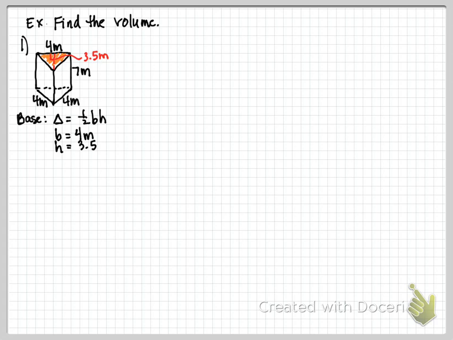Now, what we need to do is look at the prism itself, and we want to figure out the height of the prism. So this is going to be the prism. And height is going to equal 7 meters. Oops, I forgot the meters on this guy over here. Meters. All right, so I'm going to put it all together for volume.